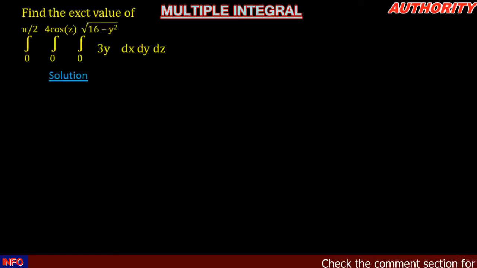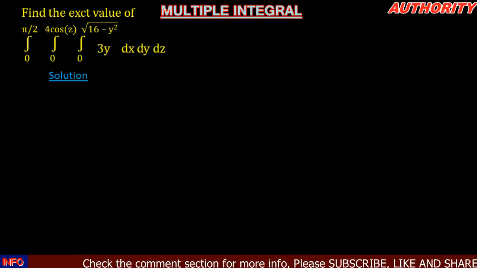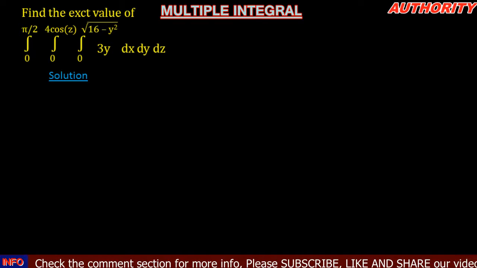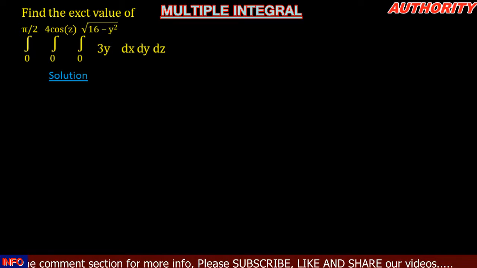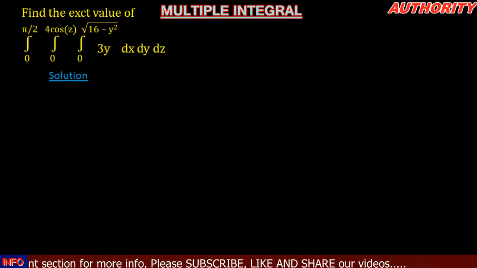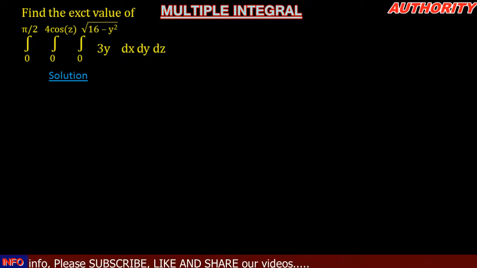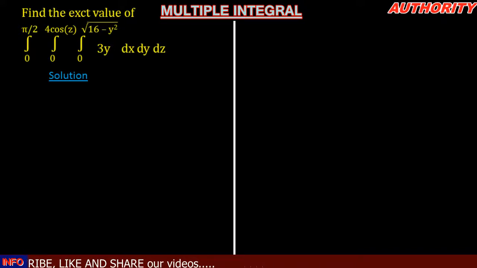Find the exact value of the triple integral over the range 0 to pi over 2, and over the range 0 to 4 cos z, and over the range 0 to the square root of 16 minus y squared, of 3y dx dy dz.